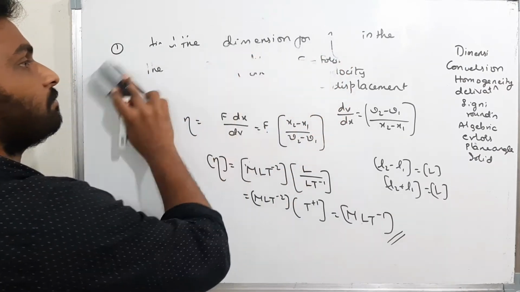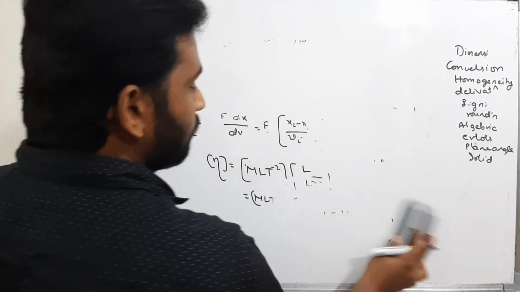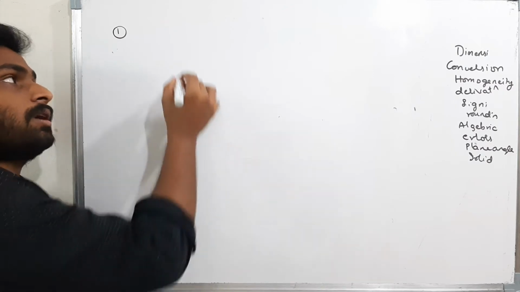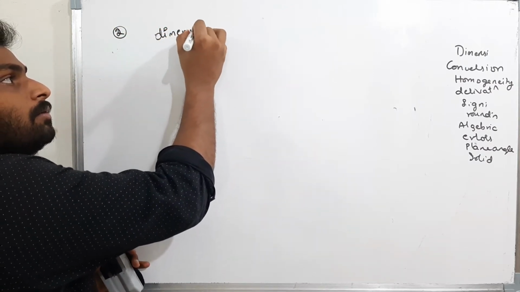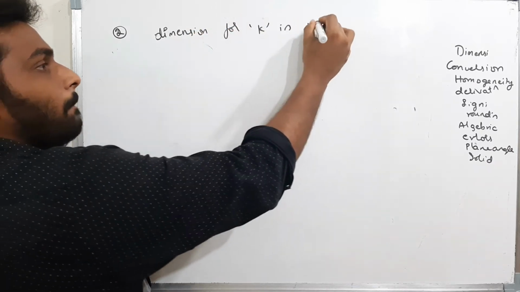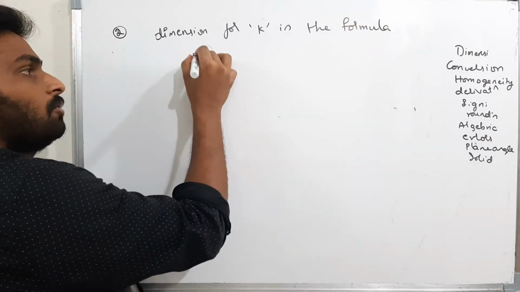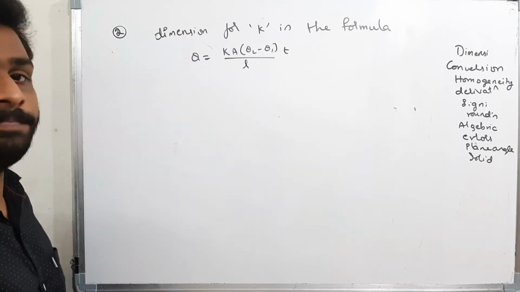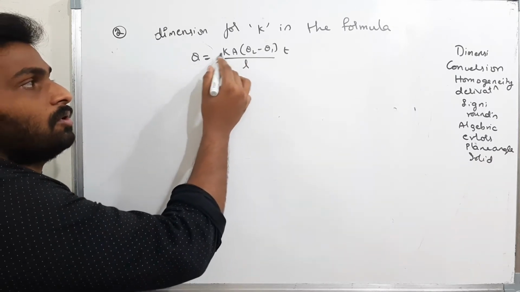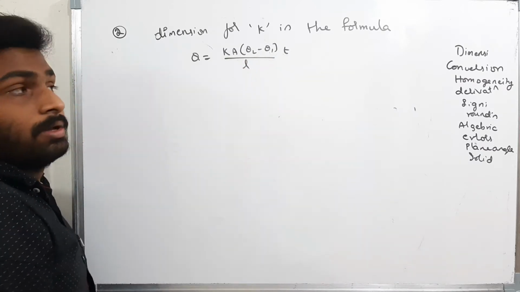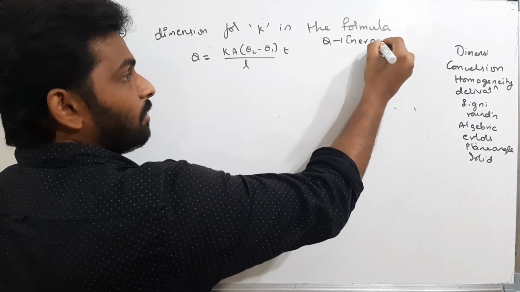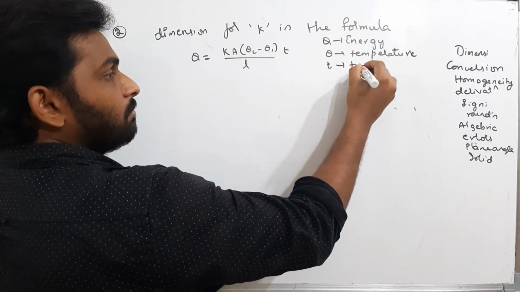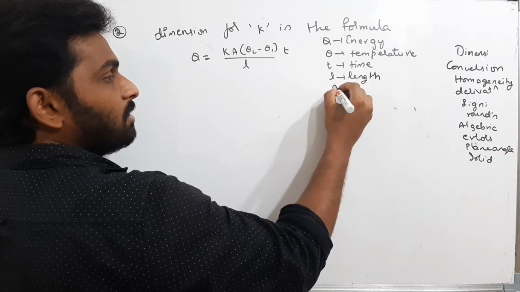Okay, now we will see one more. They told us to find the dimension for k in the formula Q is equal to k A (theta 2 minus theta 1) into t by l, where Q is energy, theta is temperature, t is time, l is length, and a is area.